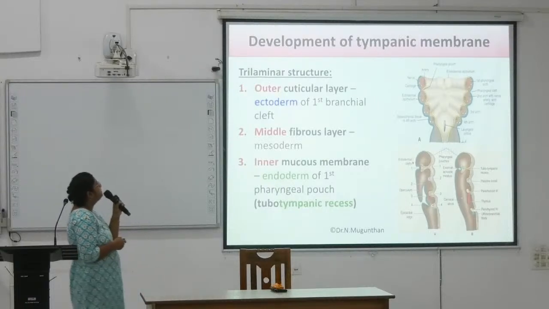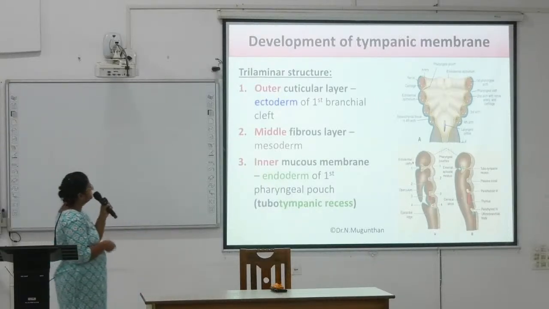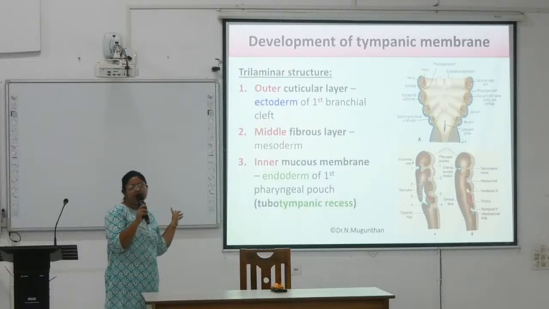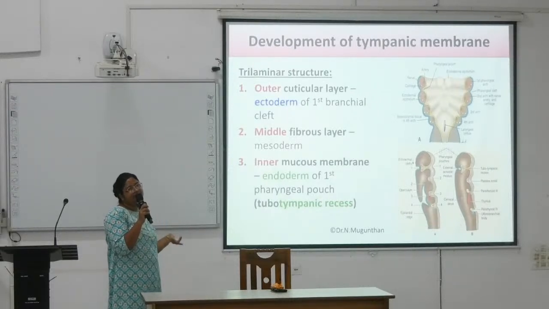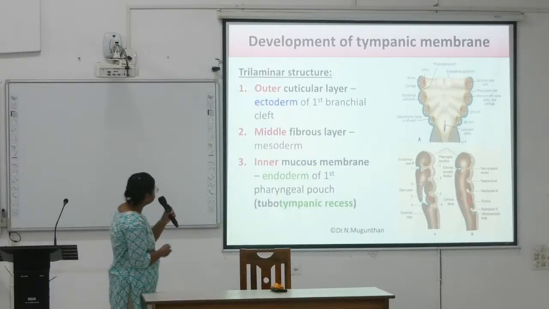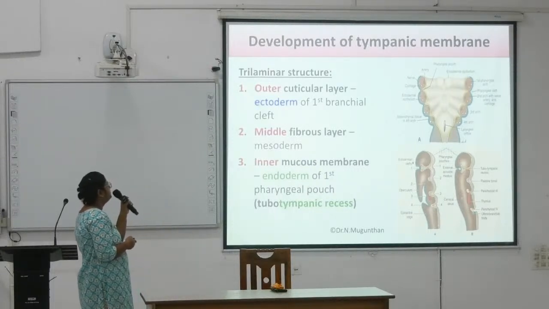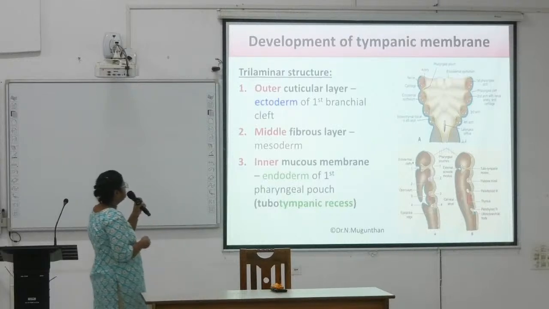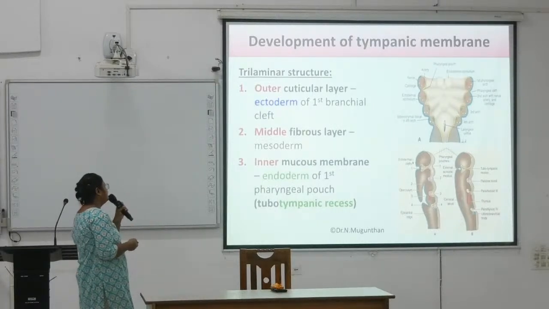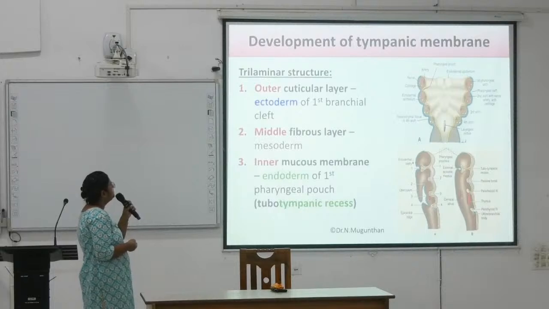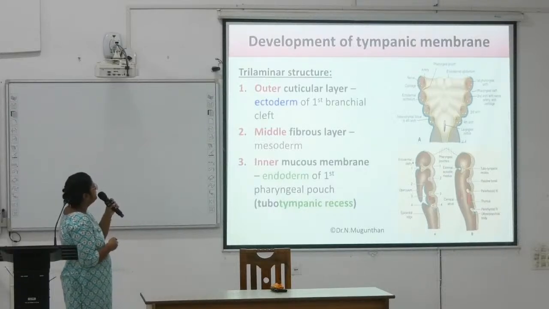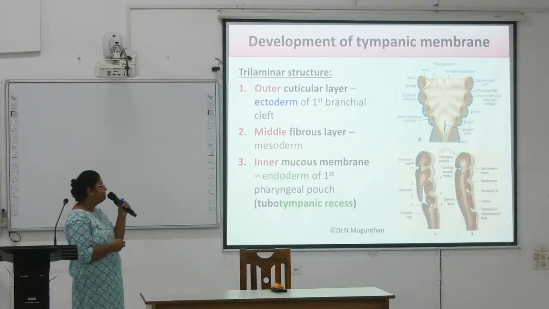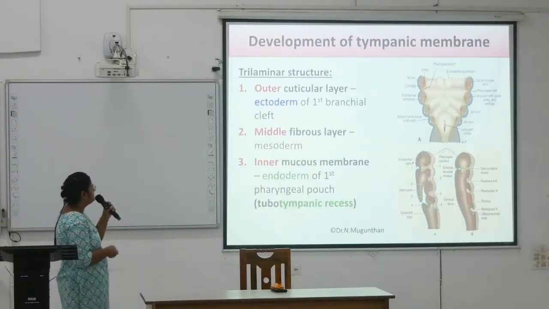Next is development of the tympanic membrane. This is very frequently asked in your viva, and also important for histology and MCQs. The outer cuticular layer develops from the ectoderm of the first branchial cleft. The middle fibrous layer develops from mesoderm. The inner mucous layer develops from the endoderm of the first pharyngeal pouch.